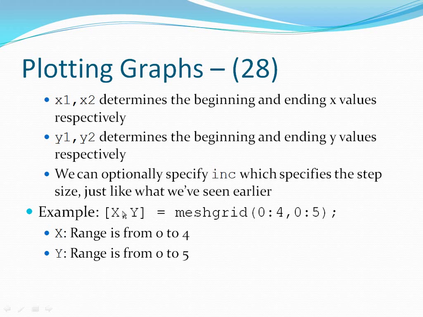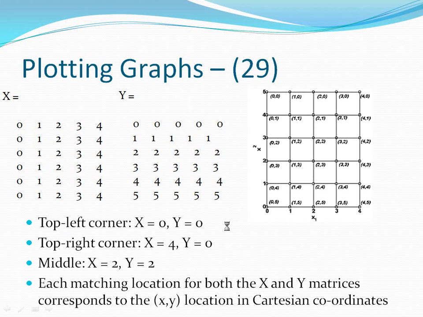So we're going to specify a range from 0 to 4 instead of 1, and then the same thing from 0 to 5 for y. So this is what the output is going to look like. All right. So when you do 0 to 4 and then 0 to 5, here's what the grid looks like.